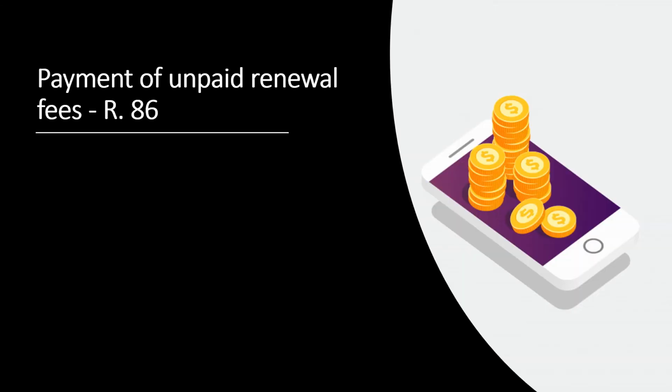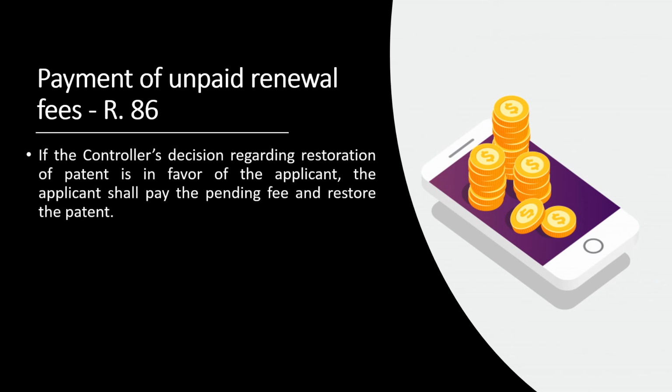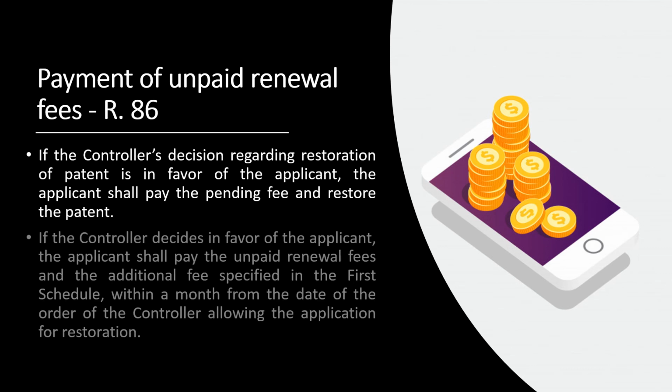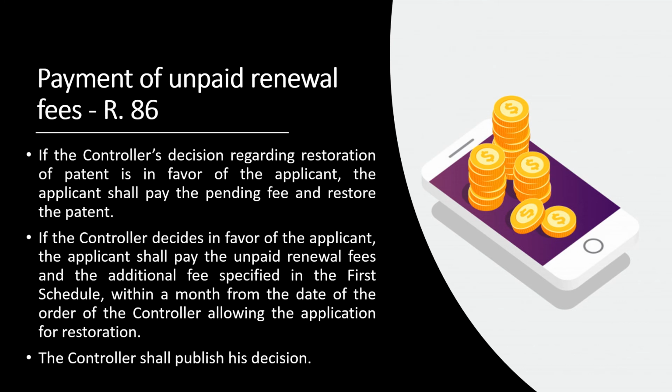According to Rule 86, payment of unpaid renewal fee, if the controller's decision regarding restoration of patent is in favor of applicant, the applicant shall pay pending fees and restore the patent. If the controller decides in favor of the applicant, the applicant shall pay unpaid renewal fee and the additional fees as specified in the first schedule within a month from the date of order of the controller allowing the application for restoration, and controller shall publish his decision.